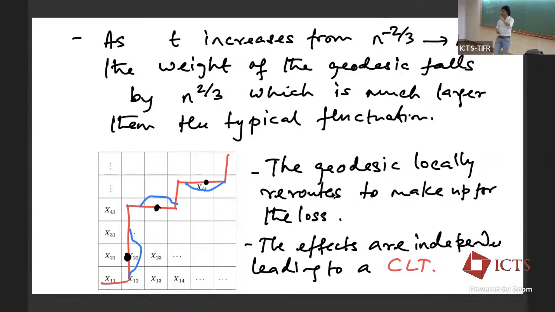It's much larger than the fluctuation of the system. So the value of this path changes a lot. It changes by n to the 2/3. So that makes it completely, hopelessly uncompetitive. Okay. However, what happens is that the geodesic reroutes.